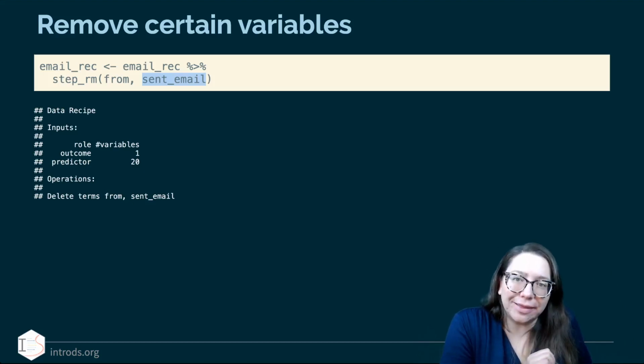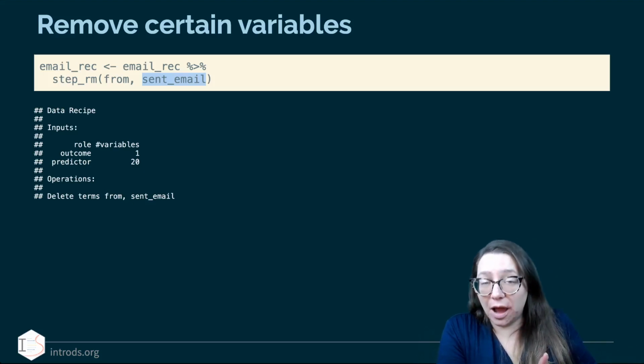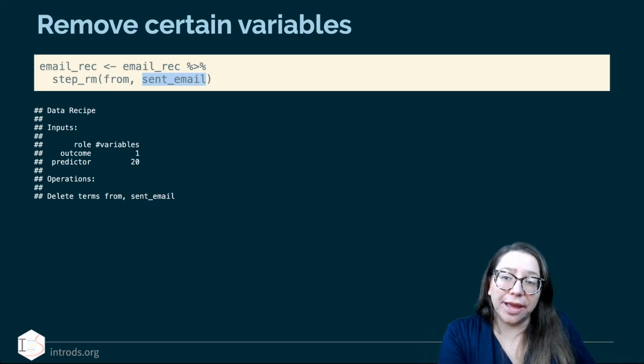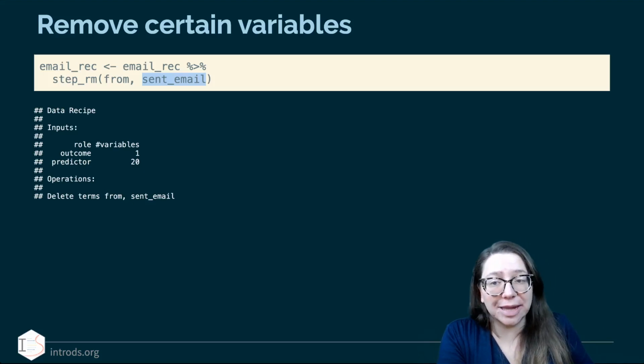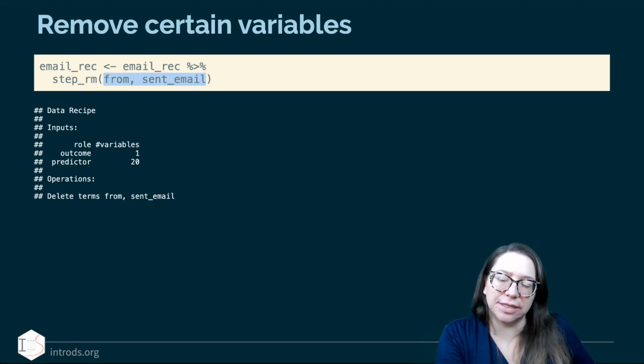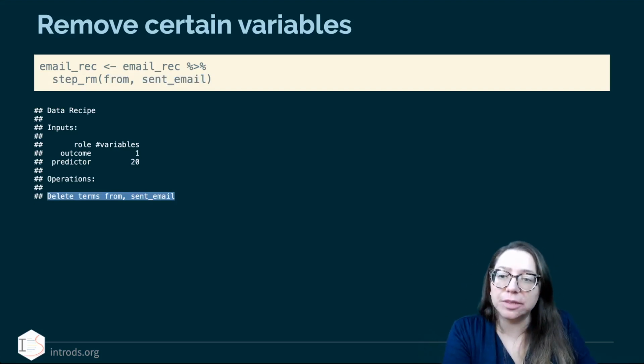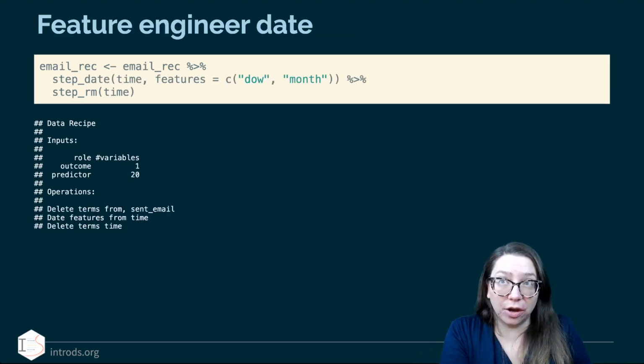So instead of excluding them from our data set at this point with a select statement, which we would have to replicate with the testing data, what we're doing instead is using a recipe step. That's step_rm, for remove, which basically says, once you start this recipe, the first thing you want to do is remove the from and sent email variables. And if we print this out, you can see that it basically deletes the terms from and sent email. It'll do it for our training set, and it'll do it for our testing set when the time comes.